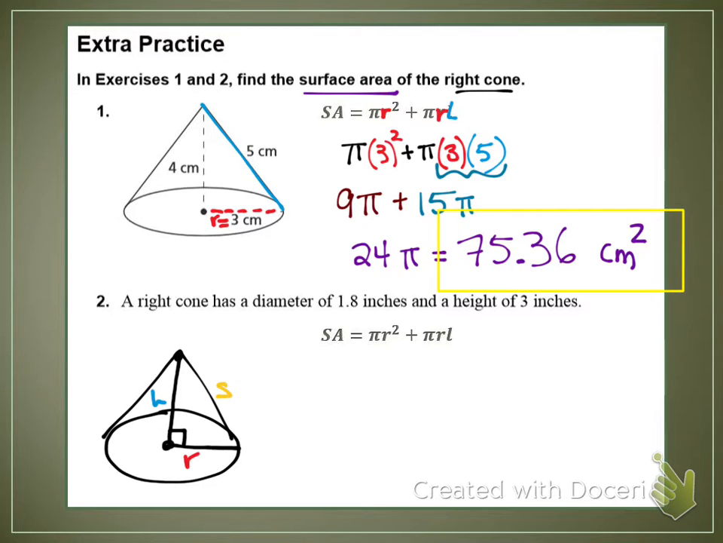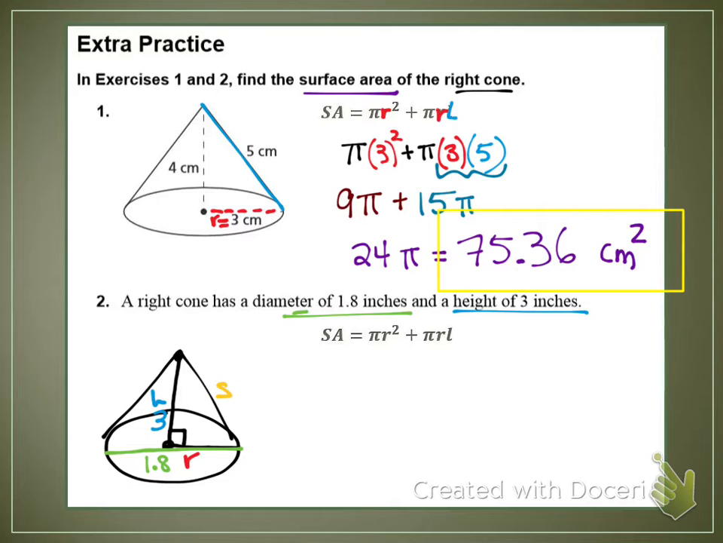So a right cone has a diameter of 1.8 inches. A diameter goes all the way across the circle. It is 1.8. And it has a height of 3 inches. Is this the slant height? It is not. It's just the regular height.